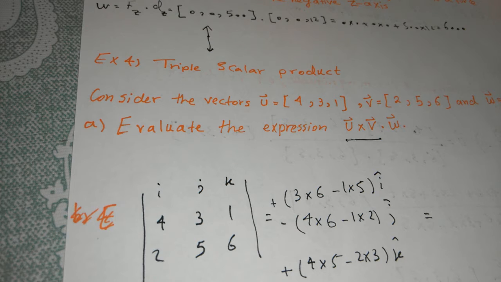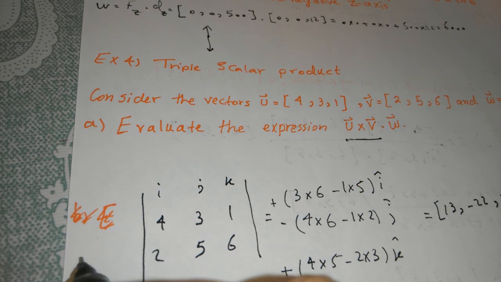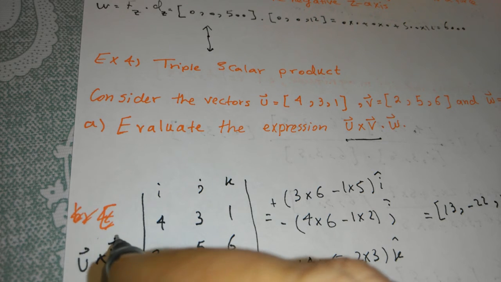So if you evaluate those things, you'll get 13 for the X component: 13, negative 22, and 14. So this is U cross V.